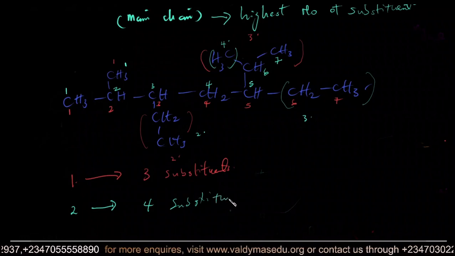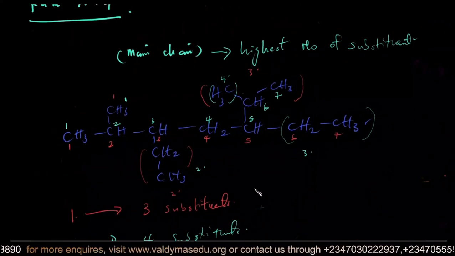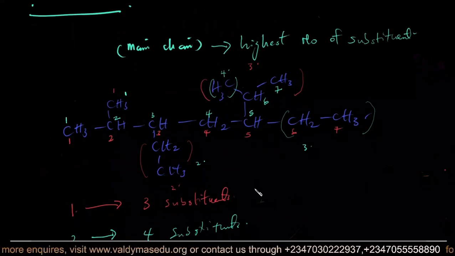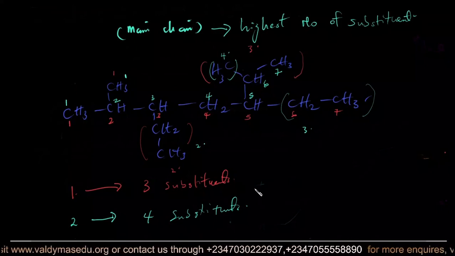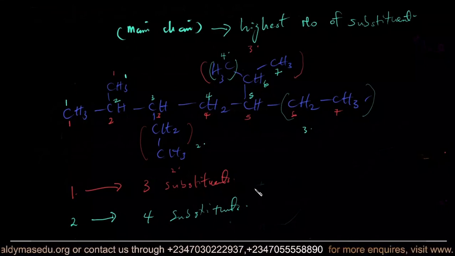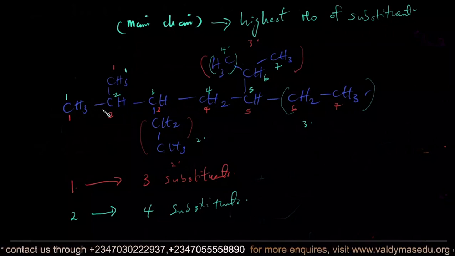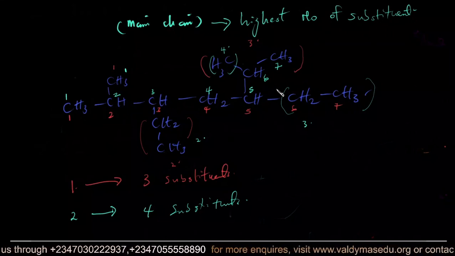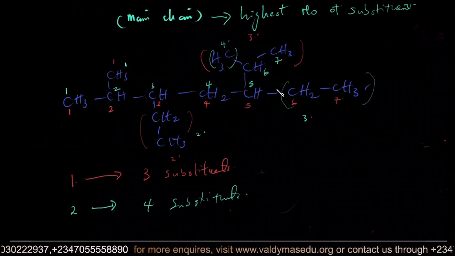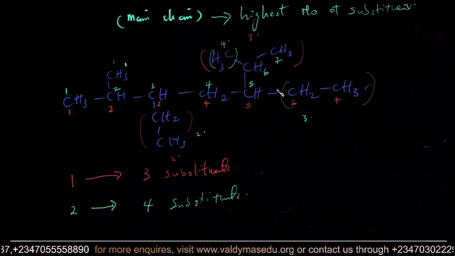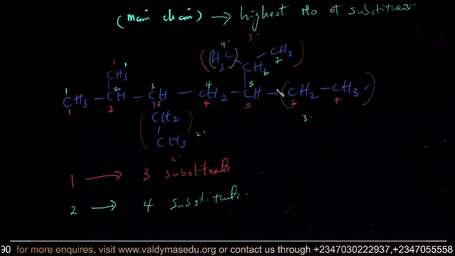Based on the rule, while numbering, we have to take the main chain to be the one with the highest number of substituents. So we are going to take the one with 4 substituents as our main chain. Then we are going to follow the other rules so as to assign the correct naming for the compound. So now let's name it.